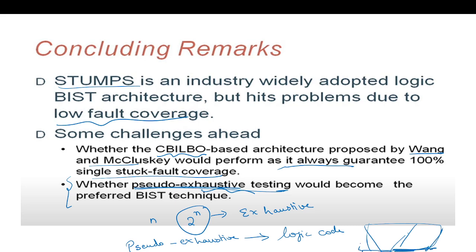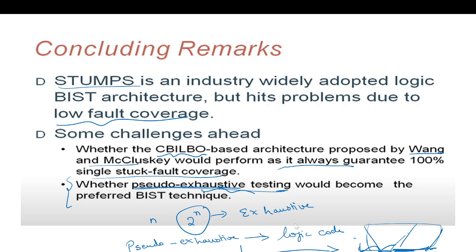This also I will test exhaustively. So this I will test exhaustively. And again this also I will test exhaustively. So this is called pseudo-exhaustive testing. Whether this will become a preferred best technique.